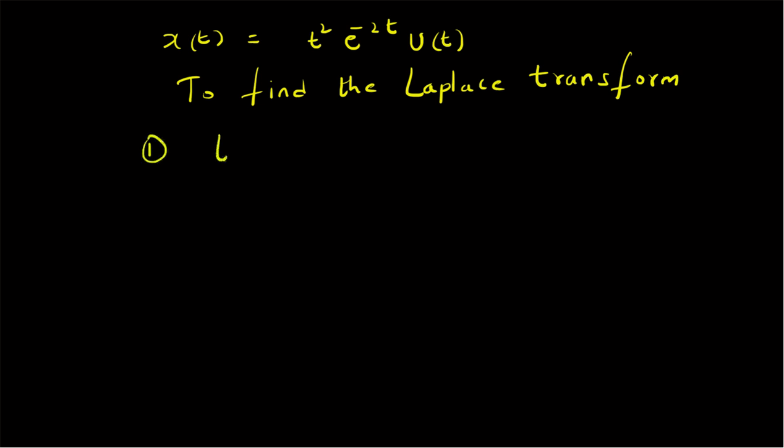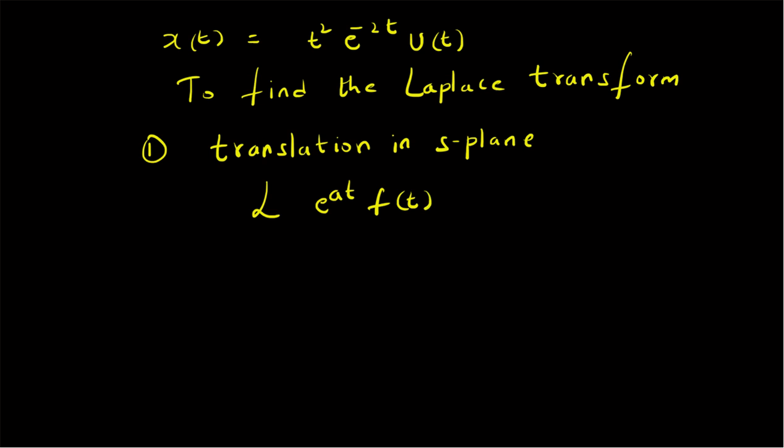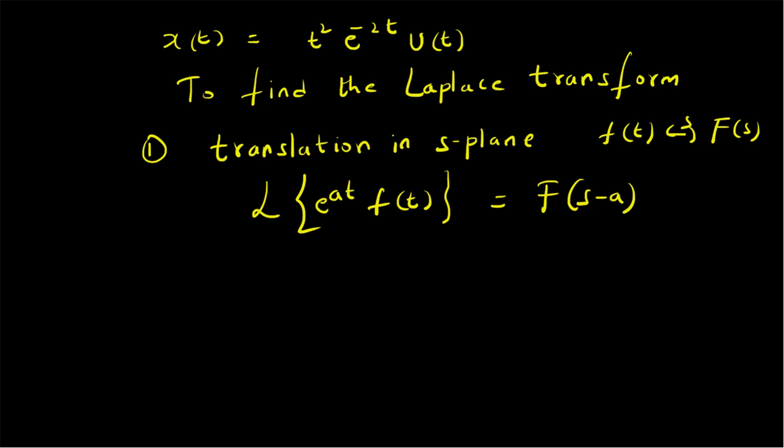The first one is translation in S-plane. It is defined as the Laplace transform of e power at f of t, that is a function f of t multiplied by e power at, is given by F of s minus a. Here note that capital F of s is the Laplace transform of f of t. So e power at f of t, the product, has a Laplace transform F of s minus a. So this is the translation in S-plane.